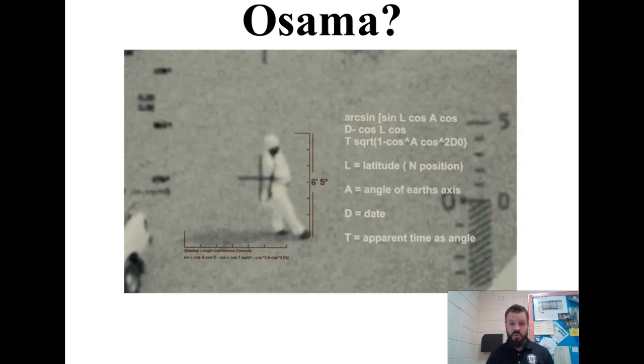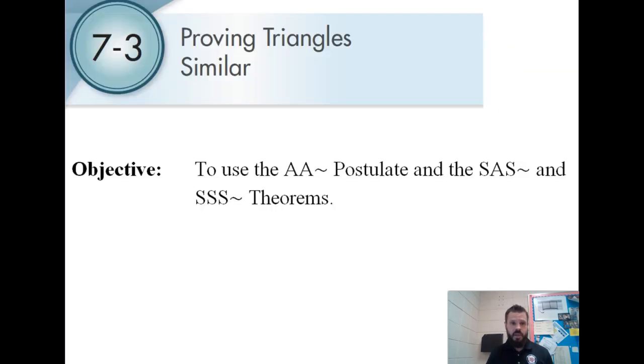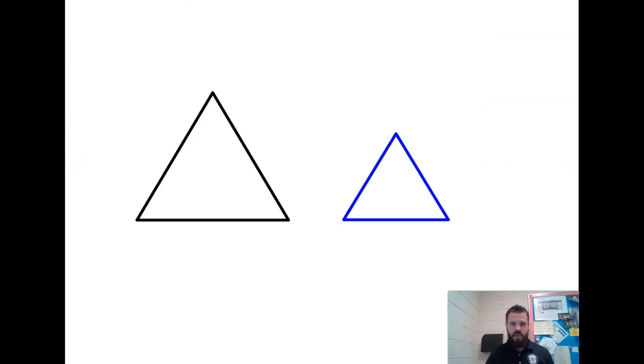Okay, so when would we ever use this math in the real world? Proportional shadow analysis, and we'll actually show you how to do that later in this lesson. So in lesson 7.3, we're talking about proving triangles similar. Now, we've talked about similarity of shapes in general. In this lesson, we're going to focus specifically on triangles, look at some of the shortcuts we can use with triangles and applications they provide us. All right, here we go with that.